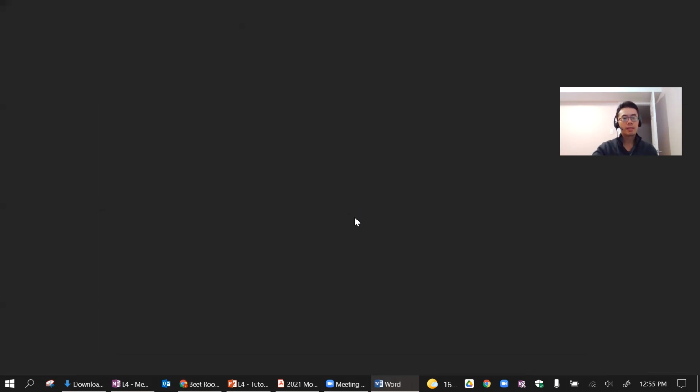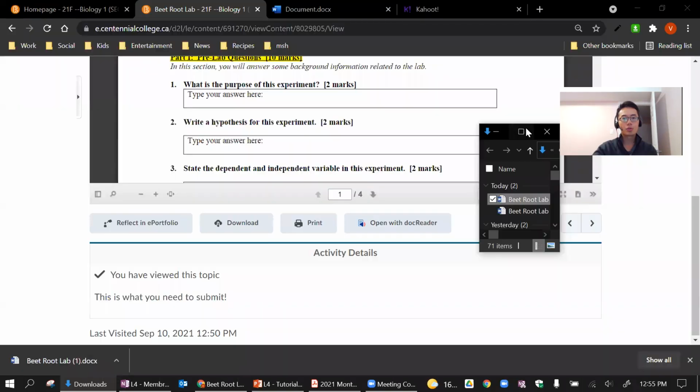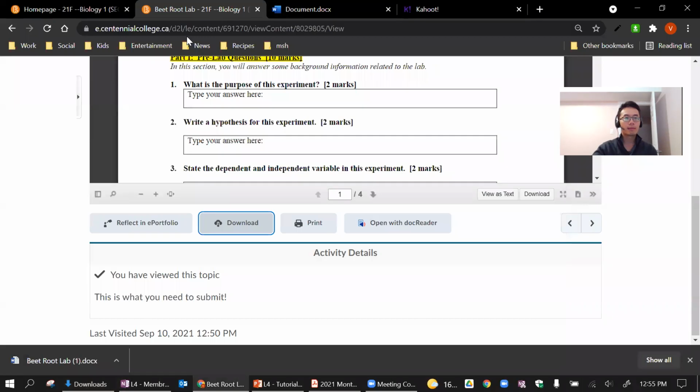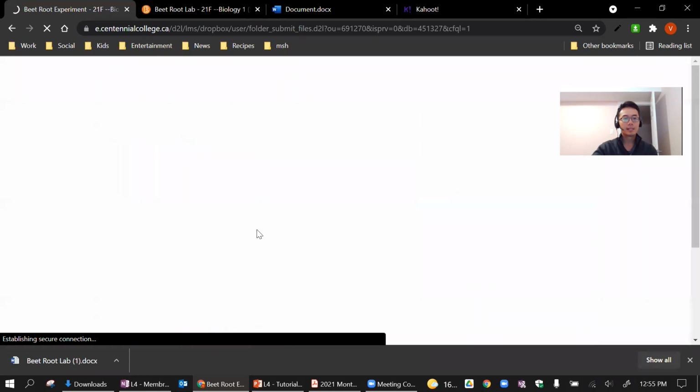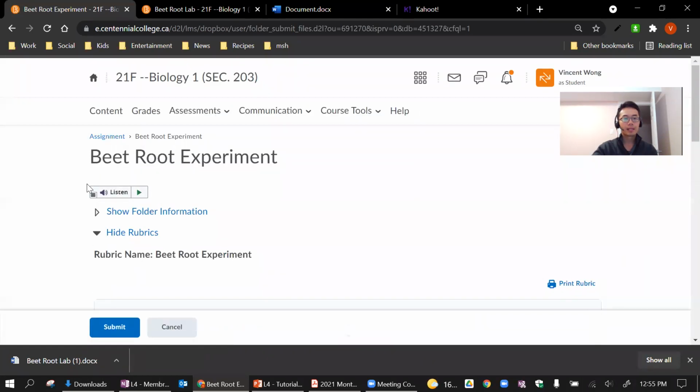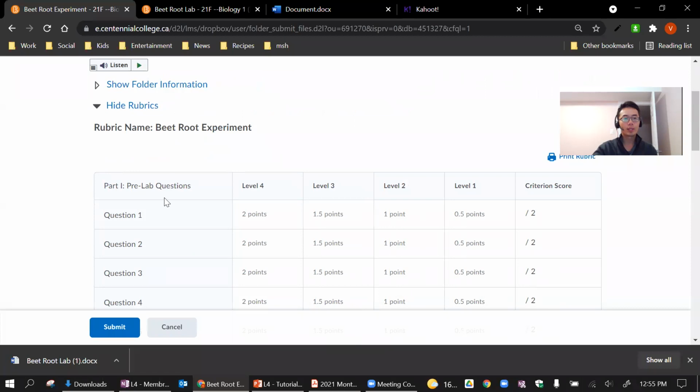Once you save the copy, you go to submission. So how do you submit it? You can go back to the homepage and submit it in the assignment folder. So you press that, and you scroll all the way down. This is just a rubric for me to mark. So for question 1, did you get 2 marks? Did you get 0.5? I will mark it. You don't have to worry about this rubric.